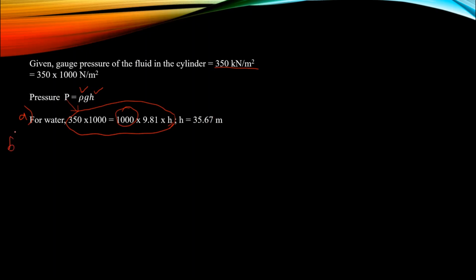The second question was to write it in terms of mercury. So we are just replacing the density of water with the density of mercury. The density of mercury is 13,600. So 350 into 1000 is equal to 13,600 into 9.81 into h, where h is the head of mercury, or height of the mercury column. When you calculate, you get h as 2.62 meters.